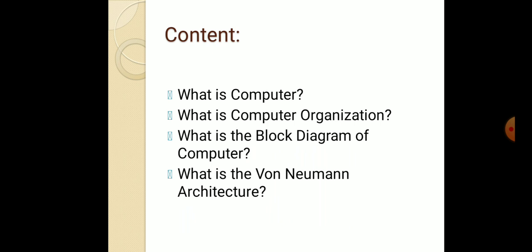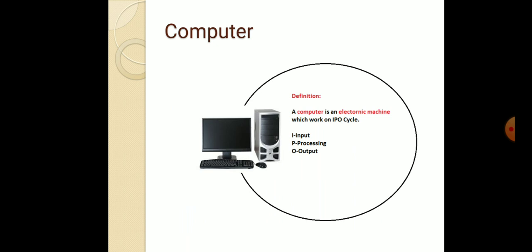Now we are moving to the next slide: what is a computer. A computer is an electronic machine which works on the IPO cycle. Now the question arises, what is the IPO cycle? In the IPO cycle, I stands for input, P stands for processing and O stands for output. So we can say that a computer is an electronic machine which works by taking raw input data and processing that data, and after processing it will give us information, which is the usable form of data.